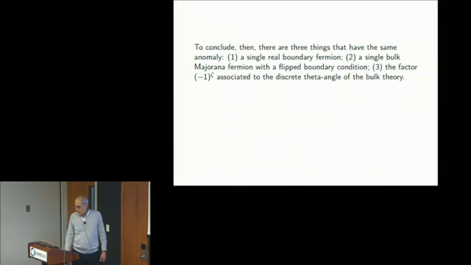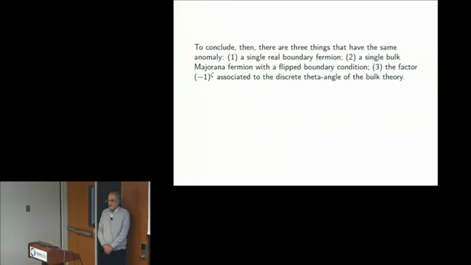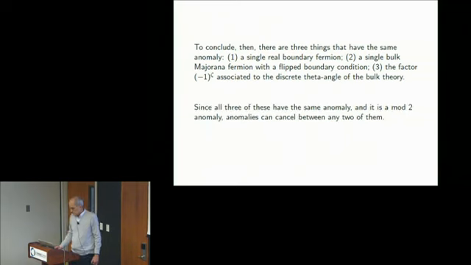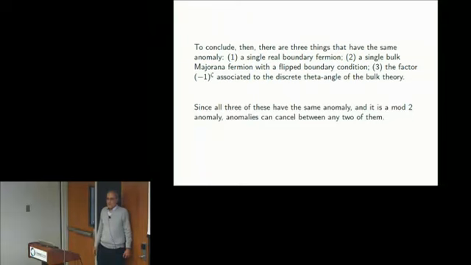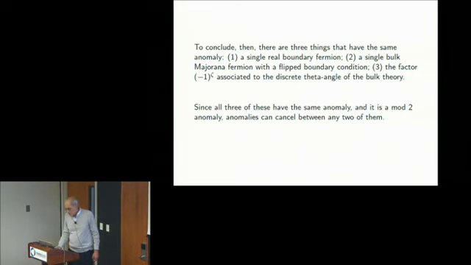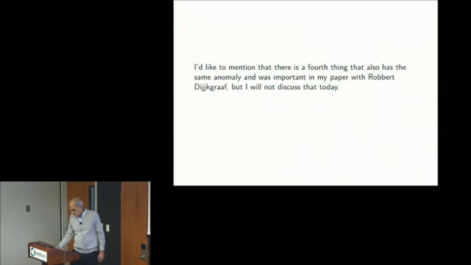So to conclude then, we've learned about three things that have the same anomaly: a single real boundary fermion, a single bulk Majorana fermion with a flipped boundary condition, and the factor of minus 1 to the zeta associated to the discrete theta angle of the bulk theory. Since all three of them have the same anomaly and it's a mod 2 anomaly, anomalies can cancel between any two of them, and we even arranged for that cancellation just now between number 1 and 3. Now, there's a fourth thing with the same anomaly that was important in my paper with Robert. I won't discuss it today, but it's the orientation bundle of moduli space.